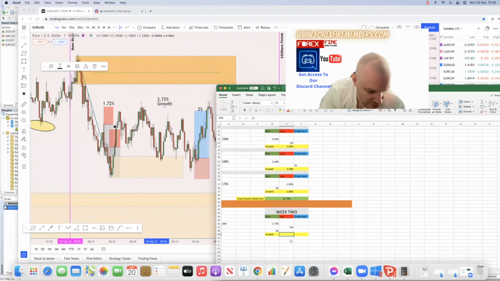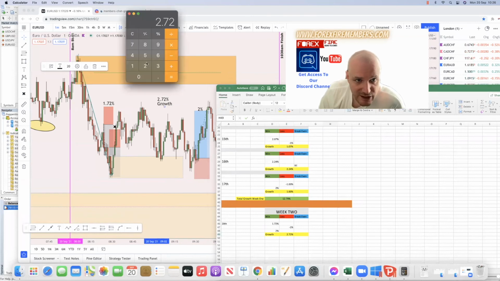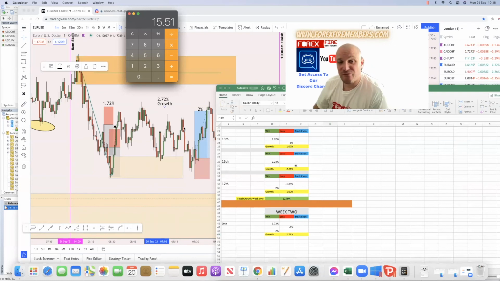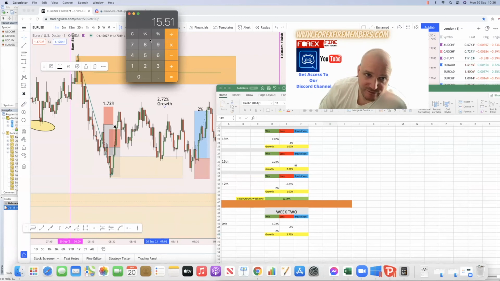Growth was 2.72%. So let's get the calculation. 2.72 plus the end of week plus a 12.79. We are at 15.51% growth within 6 years. Divide that by the 6 for the 6 years. That's an average of 2.58% a day.